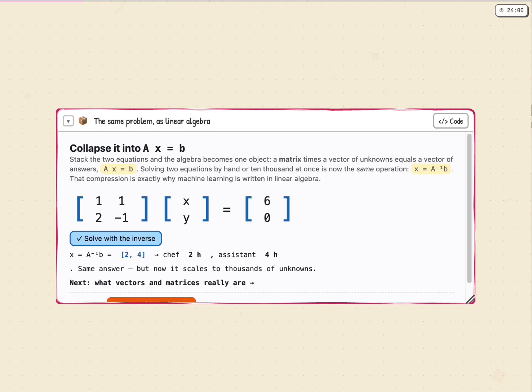But here is the part that matters. Solving two equations by hand, you could do on paper. The compact form, Ax equals b solved by the inverse, doesn't care whether you have two equations or 10,000. It's the exact same operation at any size. That scalability, that one clean idea handling millions of unknowns at once, is precisely why machine learning is written in the language of matrices and vectors. So let's go learn that language properly from the very beginning.